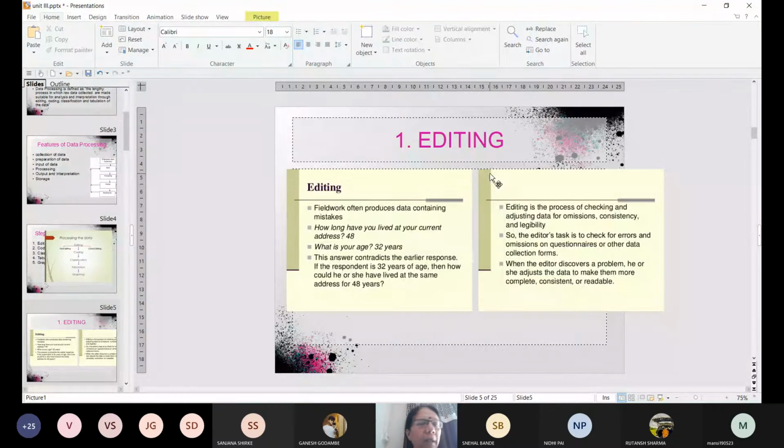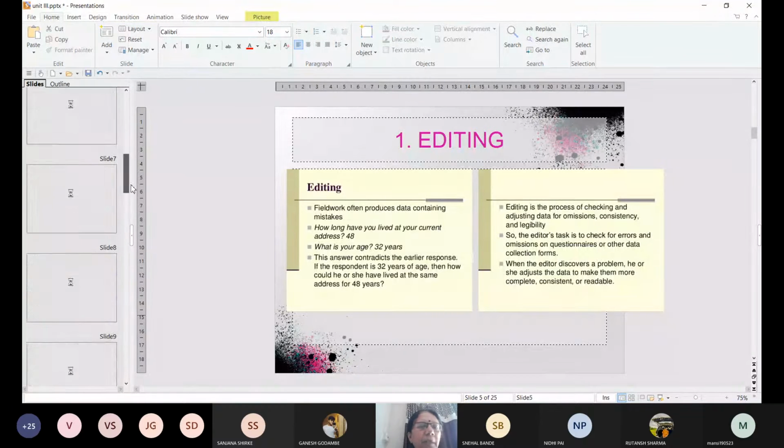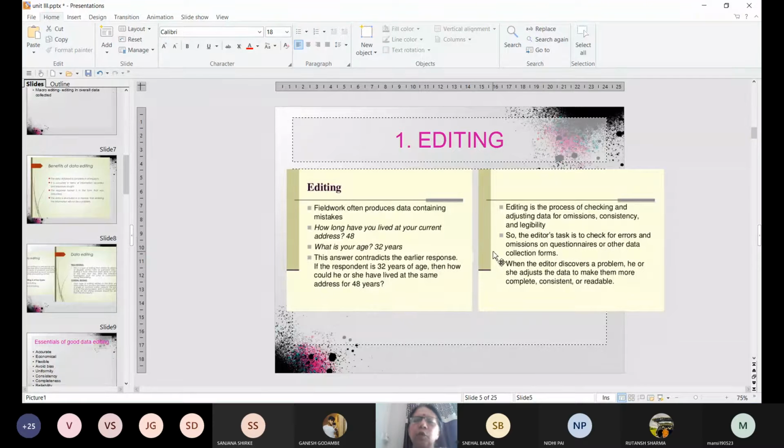Step number 1 is editing. What is the meaning of editing? Editing means the data which you have collected may have some errors, may have some omissions. Someone has not filled your form or questionnaire properly, has given some incomplete information, or has given some wrong information. So all those things need to be checked. If you don't do this editing part, what will happen? The data which you are collecting will not give you correct results. So editing is very important.